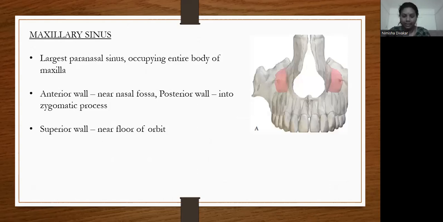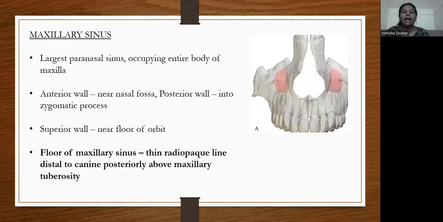As we all know, the maxillary sinus is the largest paranasal sinus which occupies the entire body of the maxilla, and its anterior wall is seen near the nasal fossa. We already discussed the position of the inverted Y line of Ennis, and the posterior wall is toward the zygomatic process. The superior wall is near the floor of the orbit. The floor of the maxillary sinus appears as a thin radiopaque line distal to the canine, posteriorly above the maxillary tuberosity. So the floor of the maxillary sinus extends from the distal side of the canine to the maxillary tuberosity.